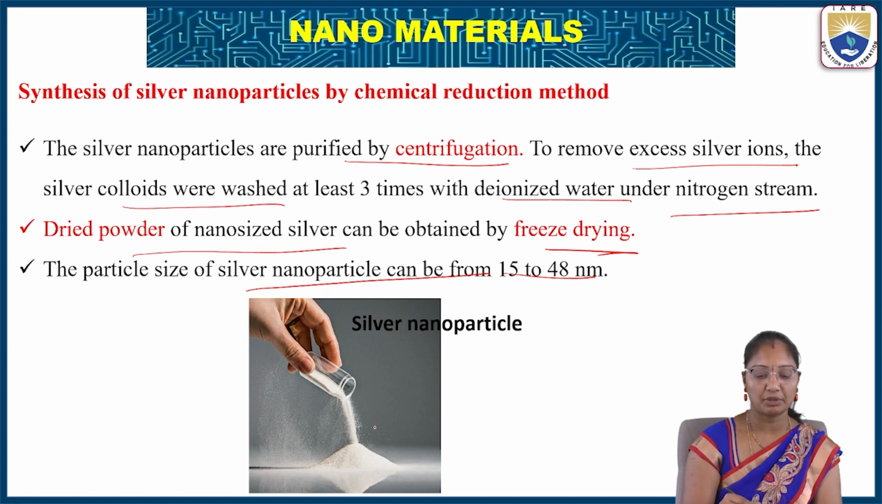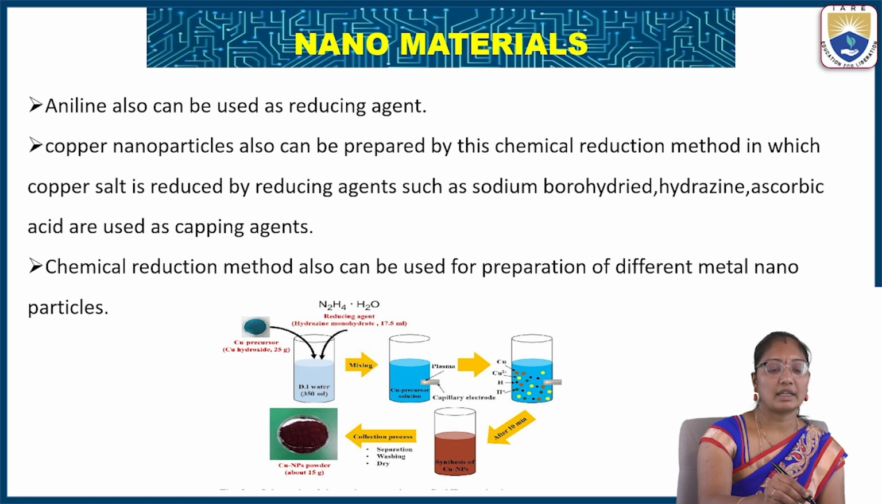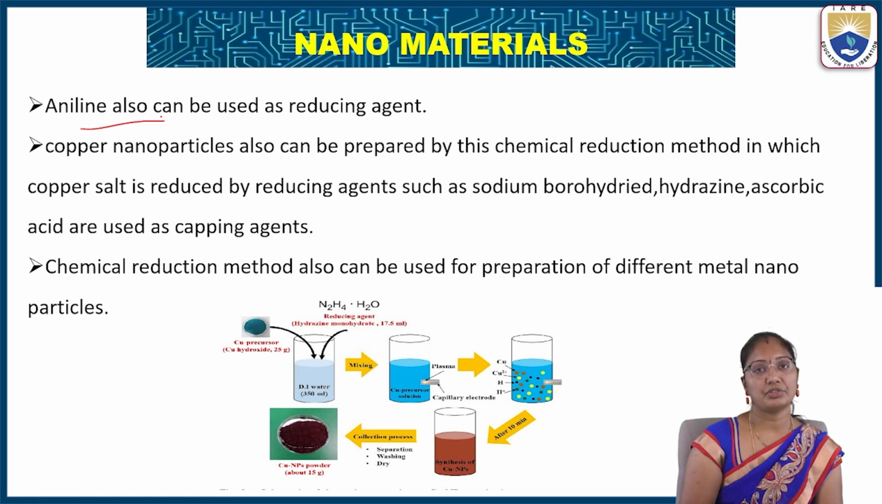These are the silver nanoparticles. This is AgNO3 NPs, nanoparticles formed from this chemical reduction method. These are the silver nanoparticles obtained from this method. Here in copper nanoparticle preparation, aniline is used as a reducing agent or capping reagent in the copper preparation.